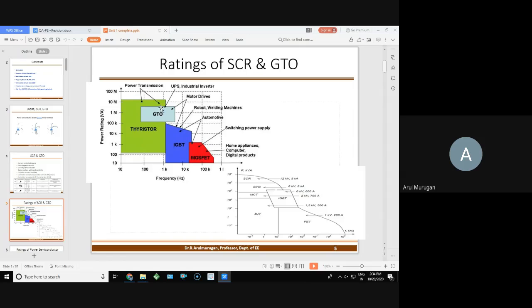Then the next device is the GTO, the gate turn off thyristor. Gate turn off thyristor means what? Controlled on and controlled off are possible. So it is also in the thyristor family. This is an SCR. This is a GTO. What is the relation between these two?